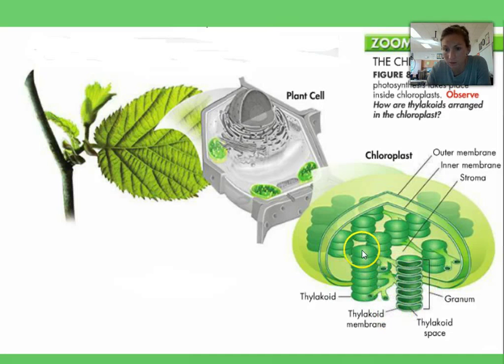You have the thylakoids, which are a single disc here. And if you make a stack of those single discs, or those thylakoid membranes, we would call that a granum. Okay, so those are the parts of a chloroplast that you're going to need to be familiar with in order to understand what's actually occurring in photosynthesis.